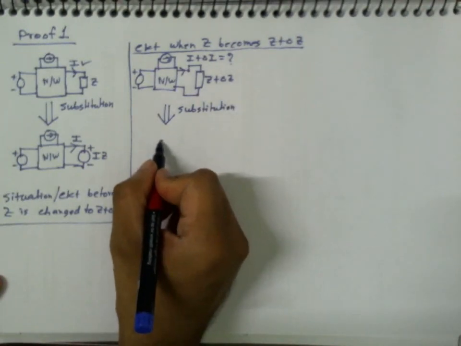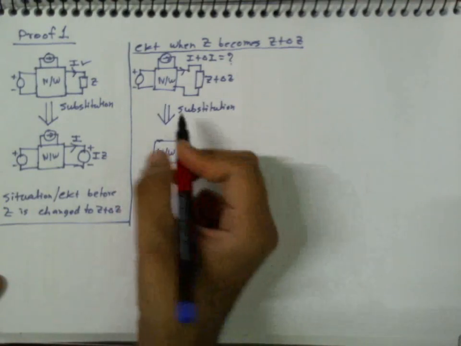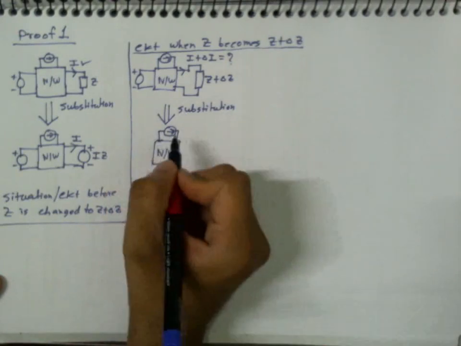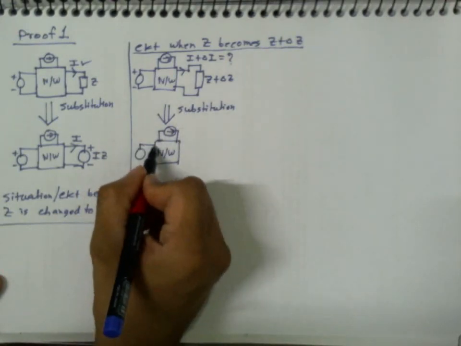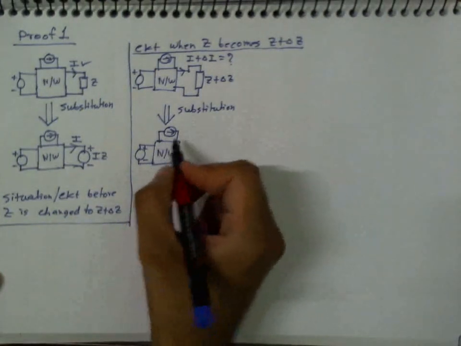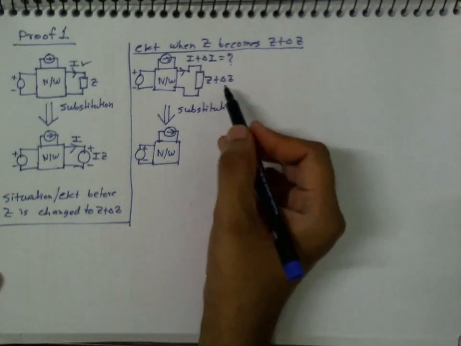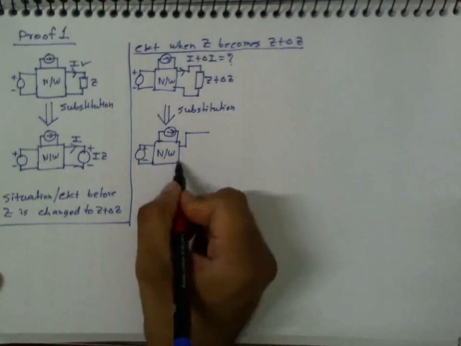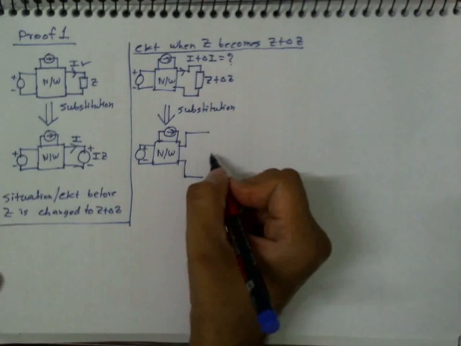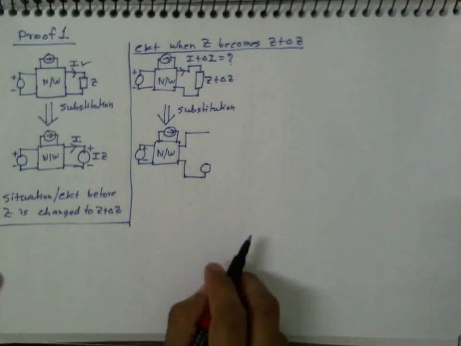Once again, a box is the network, a circle with an arrow inside means internal current sources, and a circle with a plus-minus symbol means an internal voltage source. Now I will apply the substitution. That means connecting the voltage source here. I'll connect it soon.